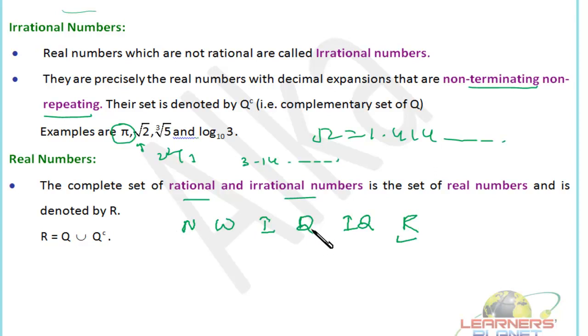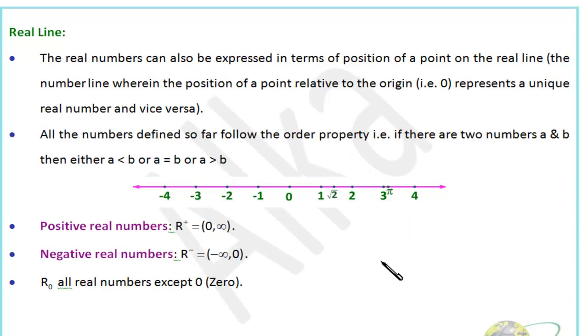Real numbers are the biggest set that includes all these numbers, right? Now, if we talk about rational numbers, integers, whole numbers and natural numbers, all of them are subsets of rational numbers, right? N is a subset of Q, W is a subset of Q, I is also a subset of Q, and all of them are subsets of R. So you should be very clear about it.